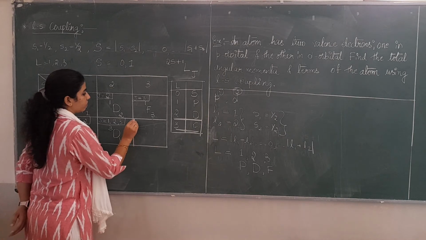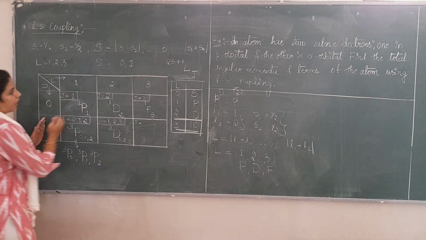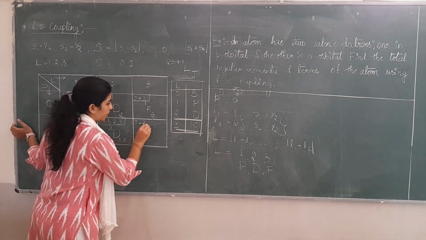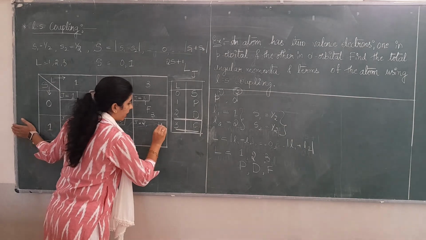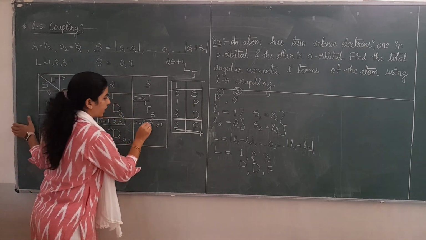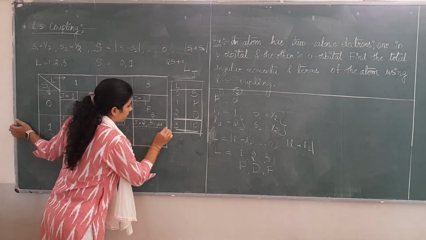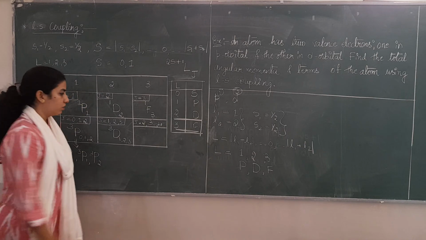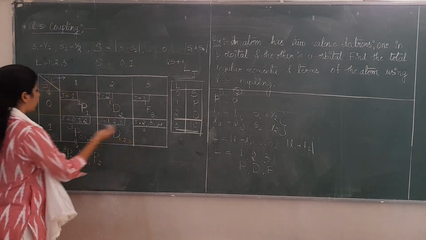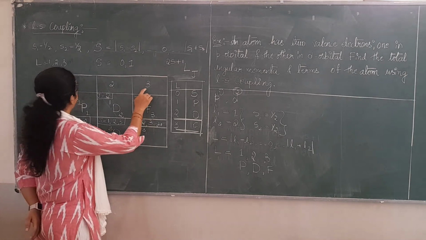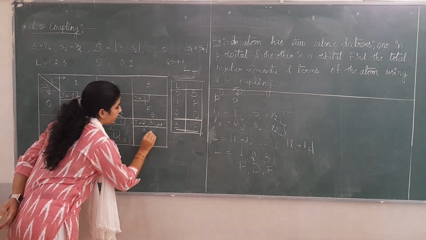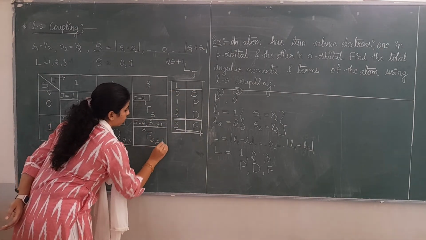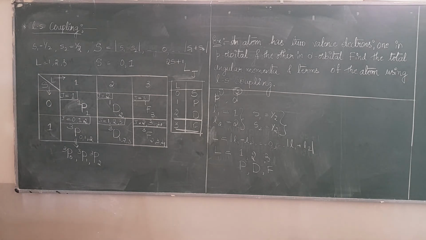Next, for S is 1 and L is 3. Then 3 minus 1 is 2, 3 plus 1 is 4. In between these two, how many integer values come? Only one, that is 3. So this is our j values. Now we have to write the term. How many j values are there? 3. So the multiplicity is 3. You can confirm by 2s plus 1. If the value of L is 3, then the atomic state is capital F and the value of j is 2, 3, 4. 2, 3, 4.